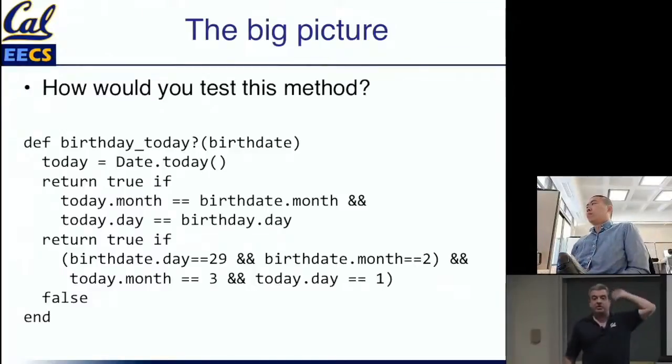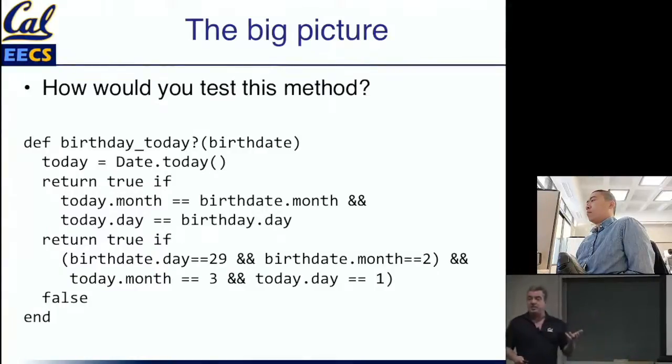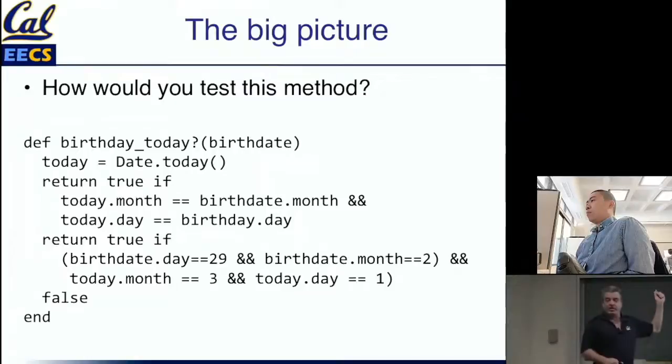Was that a hand? Yeah, go for it. Today is always set the current date. OK, so one issue is that the very first line of the method retrieves whatever today's date is. So does that mean that if you test it, the results of the test are going to depend on what the date is? Any other challenges? So that's absolutely true, and we'll deal with that. Other challenges?